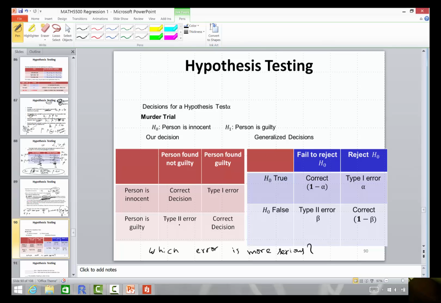Okay, so which error is more serious? Okay, think about this, and if you get confused, please let me know. I'm asking your opinion, which one is correct? Okay, and if you want to check the answer you got is correct or not, you can email me, I can tell you.